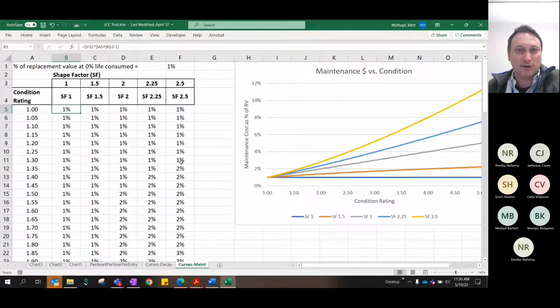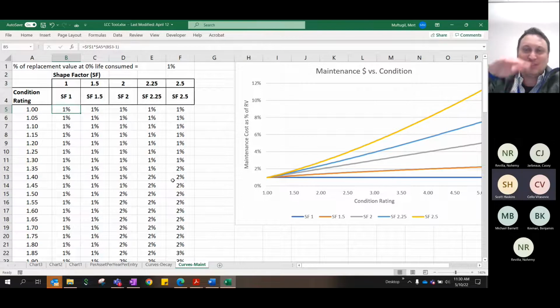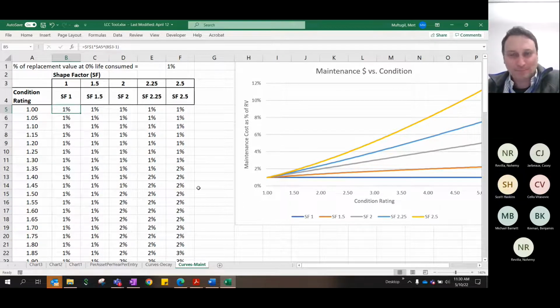It's all one across the board initially, especially when you get rid of the decimals. But you'll see that approaching a condition score of 1.5, depending on the shape factors, certain shape factors will start picking up more and more maintenance cost over time. So this is what gets reflected here.